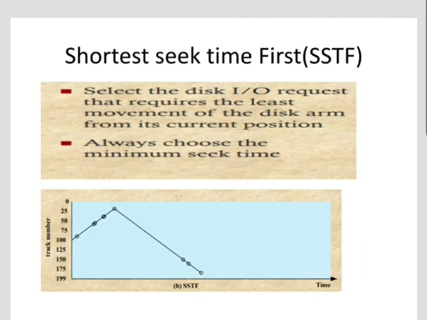So SSTF is shortest service time first, or shortest seek time first. It selects the disk input output request that requires the least movement of the disk arm from its current position. It always chooses the minimum seek time. The diagram for SSTF is shown here.